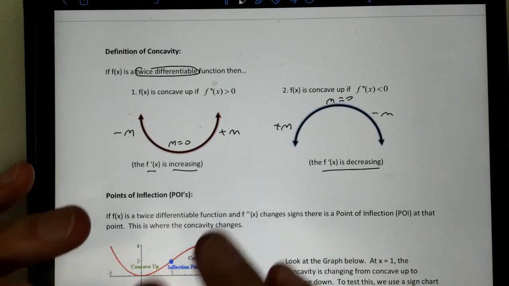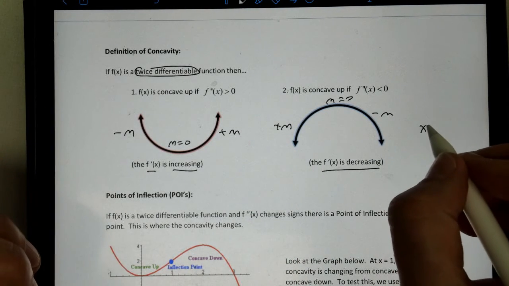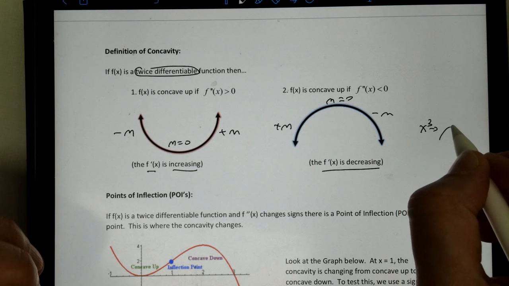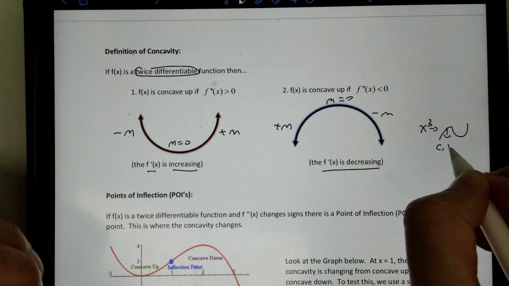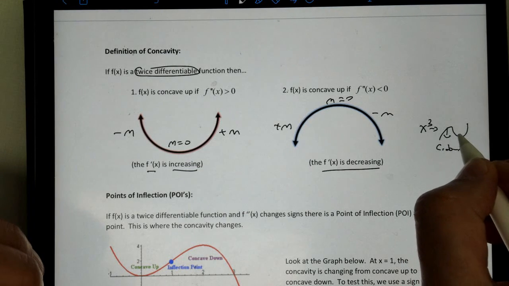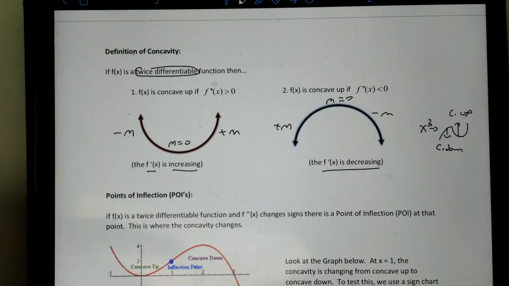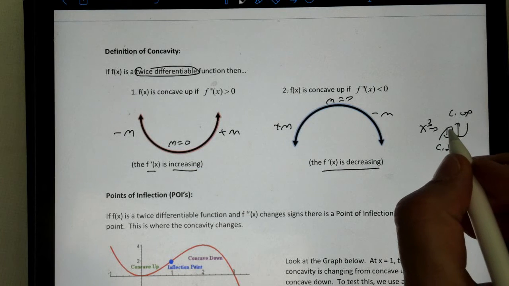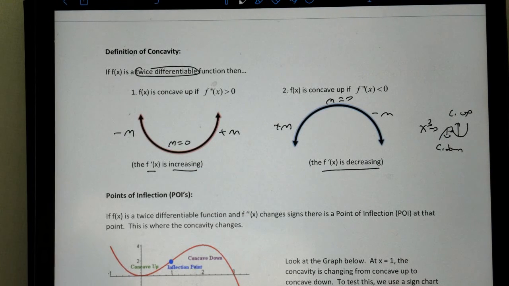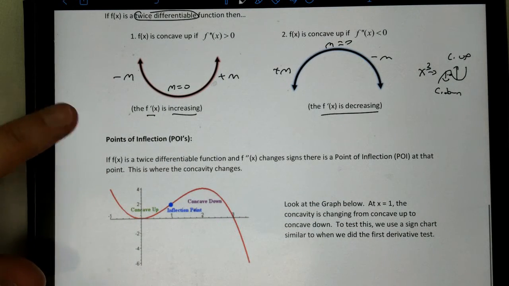Now, most graphs, like an x cubed graph, could look something like this. Notice, we have one part that's concave down, opening down, and we have another part that's concave up, or what we say is opening up. Somewhere in the middle, it's going to change. And this has a special name for it. This is what we call a point of inflection.